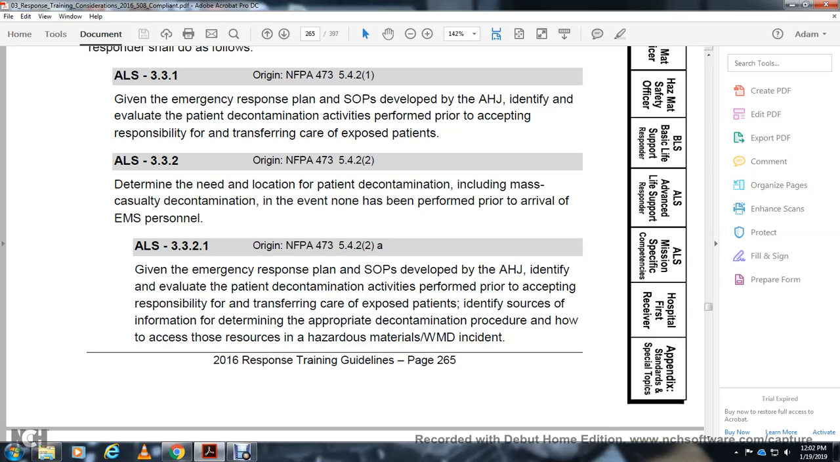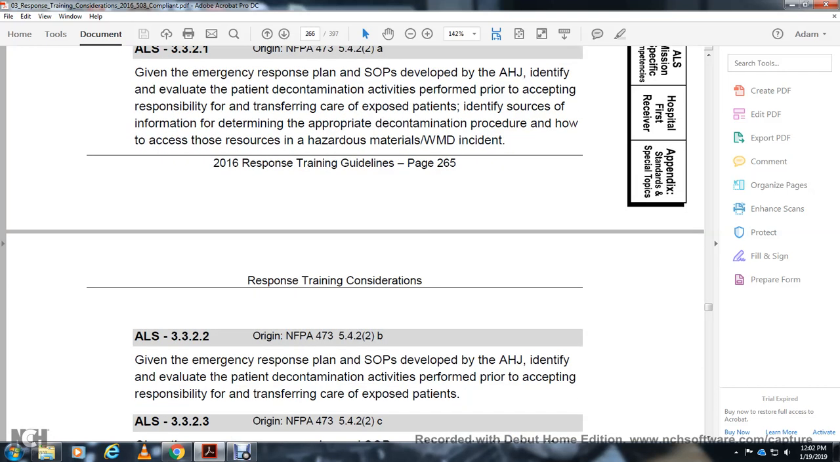Given the emergency response plan and standard operating procedure developed, the authority having jurisdiction shall evaluate the patient decontamination activity performed prior to accepting responsibility, transferring the exposure information, and determining the appropriate decontamination procedure for a hazardous materials weapon of mass destruction incident.